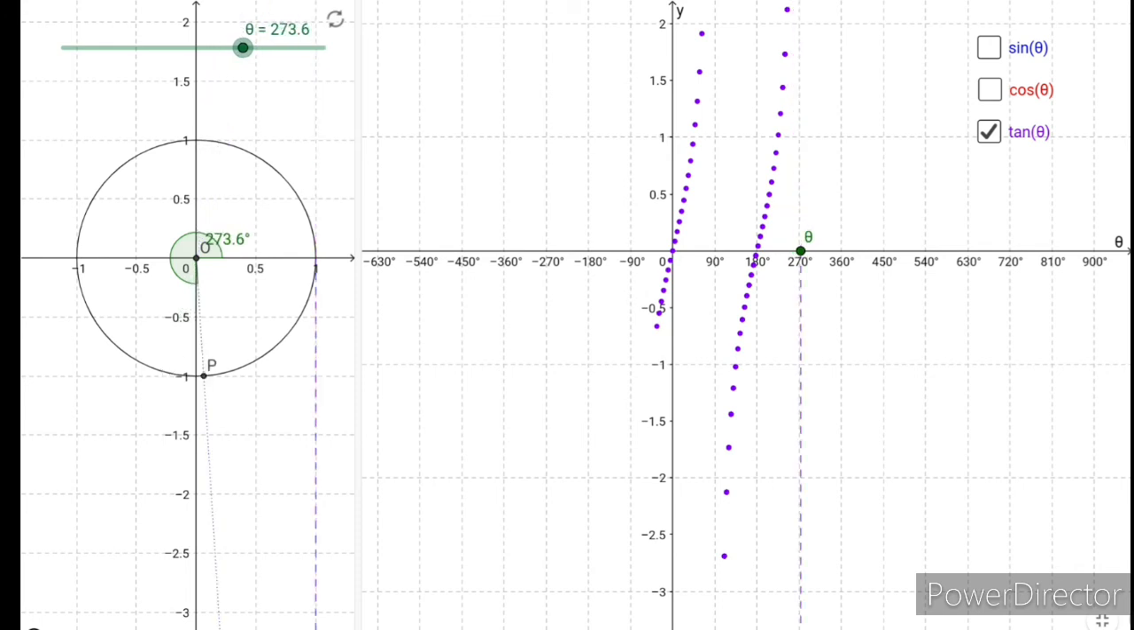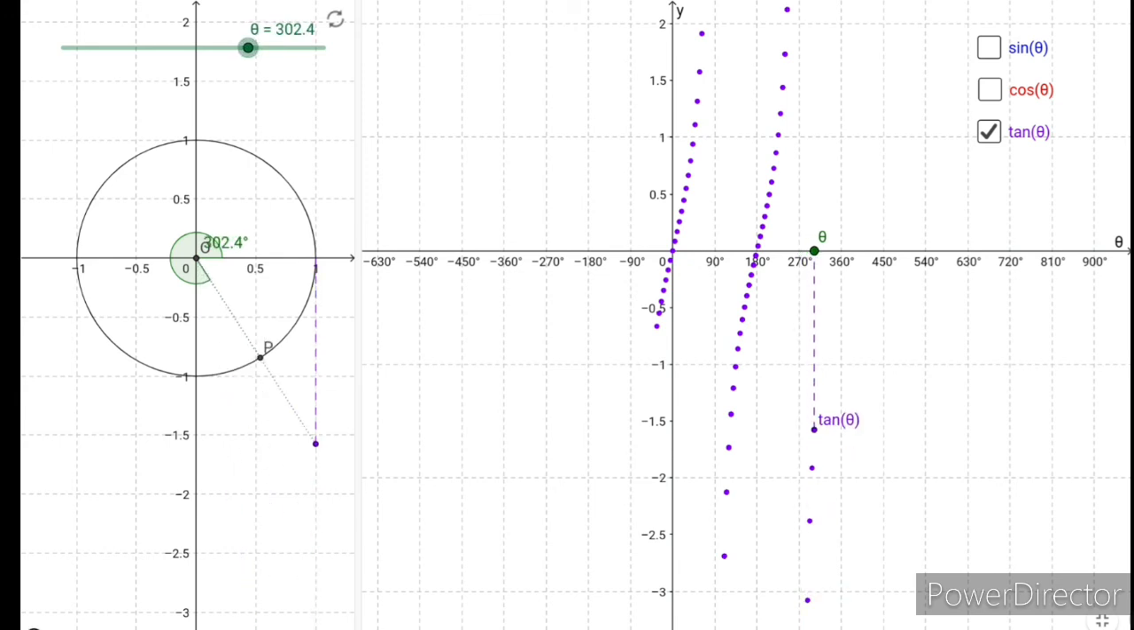Again, after 270 to 360, if you observe, it becomes negative, because in the fourth quadrant the opposite side lies below the x-axis, which is negative, whereas the adjacent side lies on the right side of the y-axis, which is positive. So negative by positive is negative. So tan theta in the fourth quadrant will be negative.